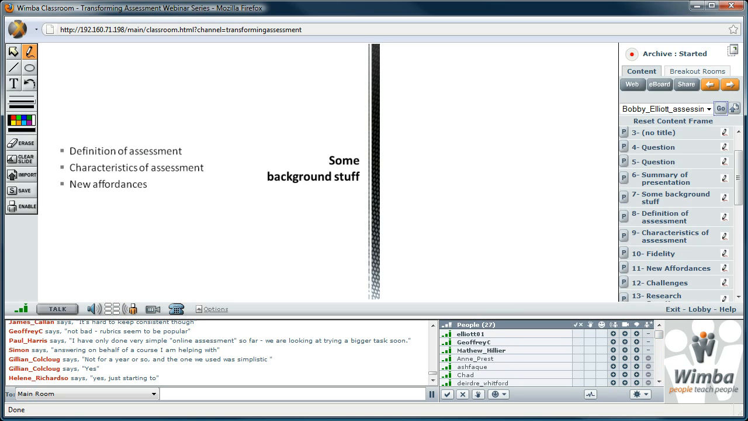Okay, before I tell you what my research question was, I want to talk about the definition of assessment that I used, the characteristics of assessment that I applied to rubrics, and something that many of you will be very familiar with, the new affordances that Web 2 potentially offers faculty.